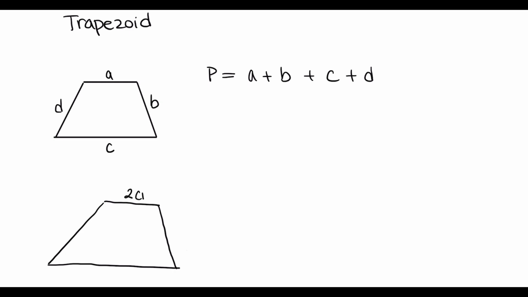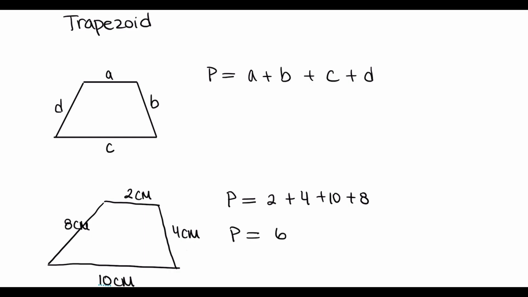So for example, here, if A is 2 centimeters, if B is 4 centimeters, if C is 10 centimeters, and if D is 8 centimeters, then we add perimeter equals 2 plus 4 plus 10 plus 8. So the perimeter is equal to, well, we have 6 plus 18. So we have perimeter equals 24 centimeters.